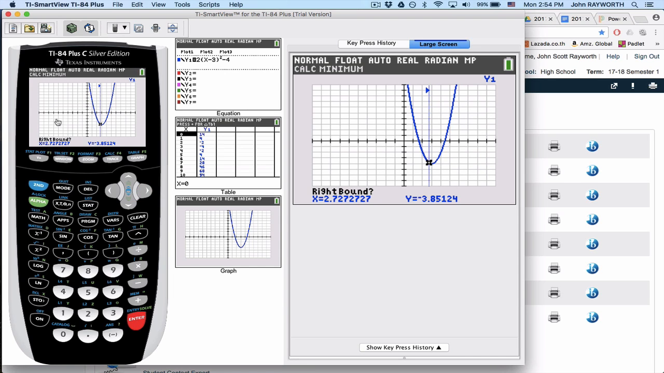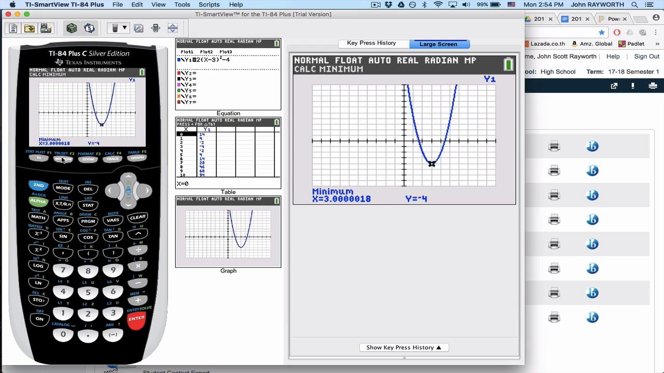Right bound. Asking for the right bound. So arrow, arrow, arrow, arrow. That's probably about right. Enter. And now it's asking for the guess. So I'll move it back a little bit. And that looks about right. Just perfect. So enter. And that looks like it can't get much better. So that's the minimum. It would be the maximum if we had an upside down parabola.